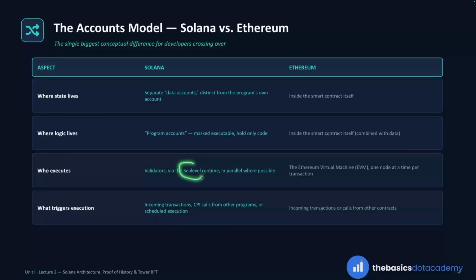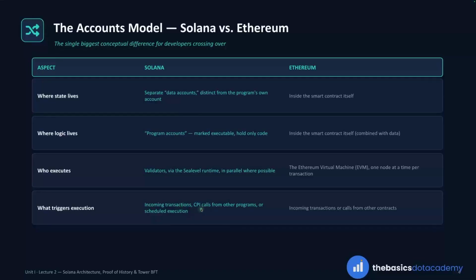Who executes these programs? On Solana, these are executed by validators via the Sealevel runtime. Imagine Sealevel to be a program which executes transactions in parallel whenever possible. In the case of Ethereum, it is the EVM, or Ethereum Virtual Machine, one node at a time per transaction. In Ethereum, there is no concept of parallelization, whereas in Solana, wherever possible, the transactions will be executed in parallel via the Sealevel runtime.